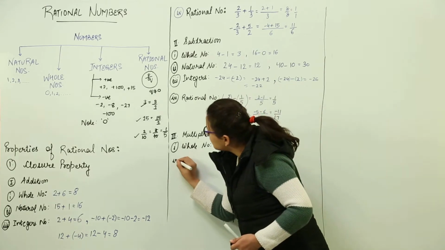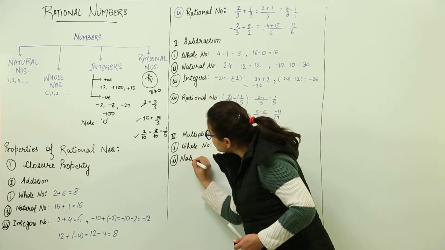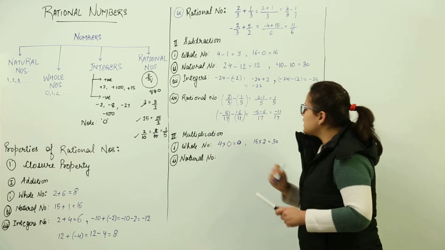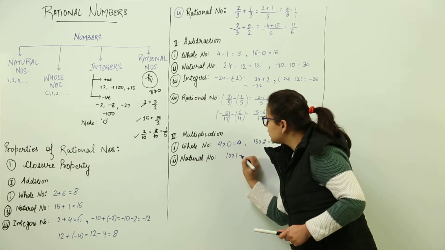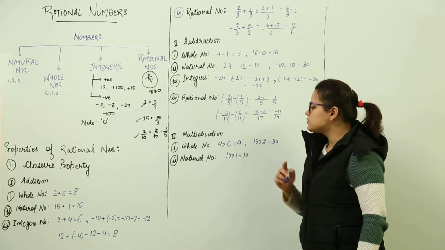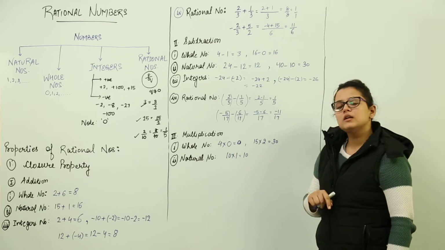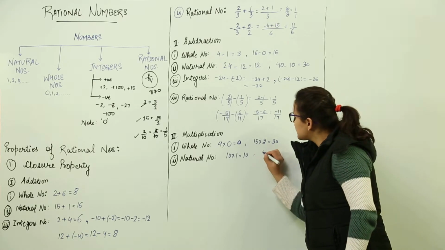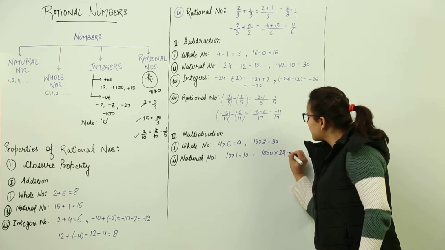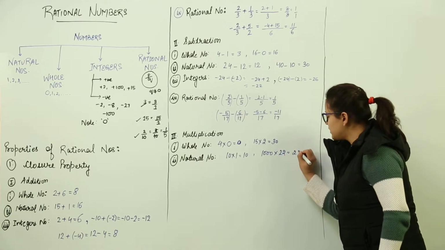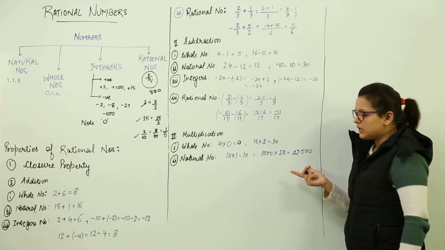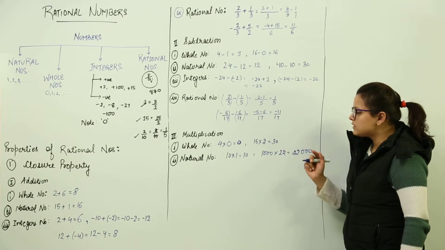For the next, natural numbers. Think of any two numbers that can be multiplied. Okay, I am taking 10 and 1. What is it going to give me? 10 again. That means two natural numbers multiplied together will give me a natural number. Another example, 1000 into 22. What does it give me? 22,000. That again shows that this is a natural number only. When you multiply two natural numbers, you get a natural number.